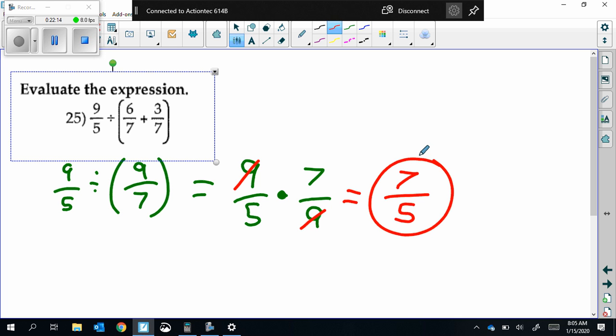Again, you can type it into your calculator with the fractions, use parentheses around them. It'll work out. You do have to practice that, though, if you're going to do that.